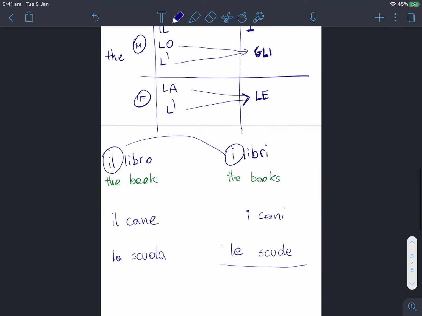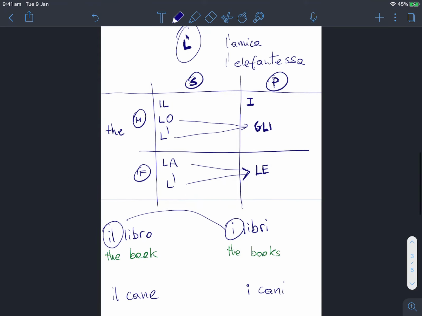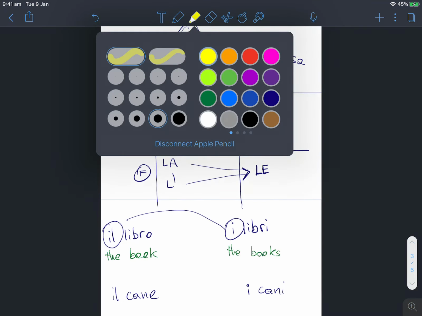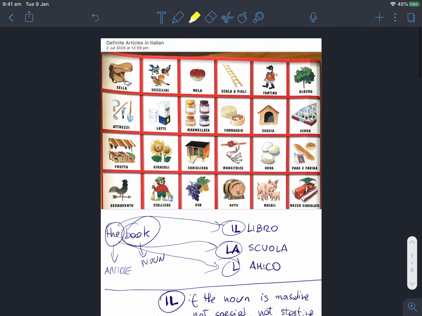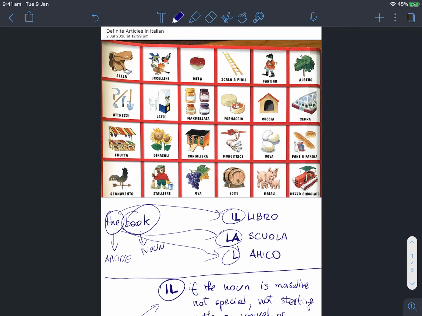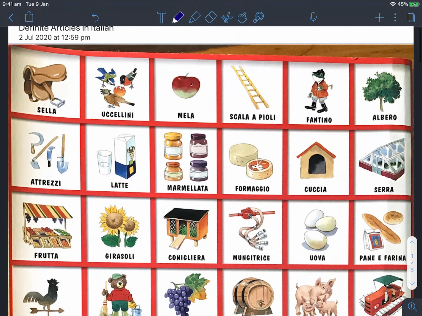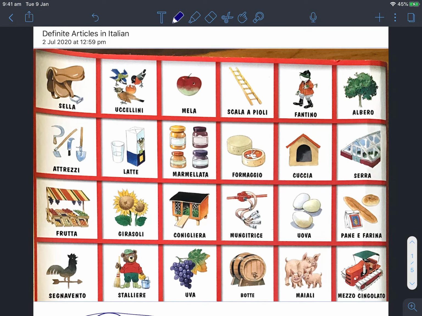So with this table, it's extremely important, this table here that you have for the articles. And I suggest you copy that down in your book, and we're going to do more practice on this. But let's go back to the words that we had at the start here. So here we have a bunch of words. What article would you put in front of sella?